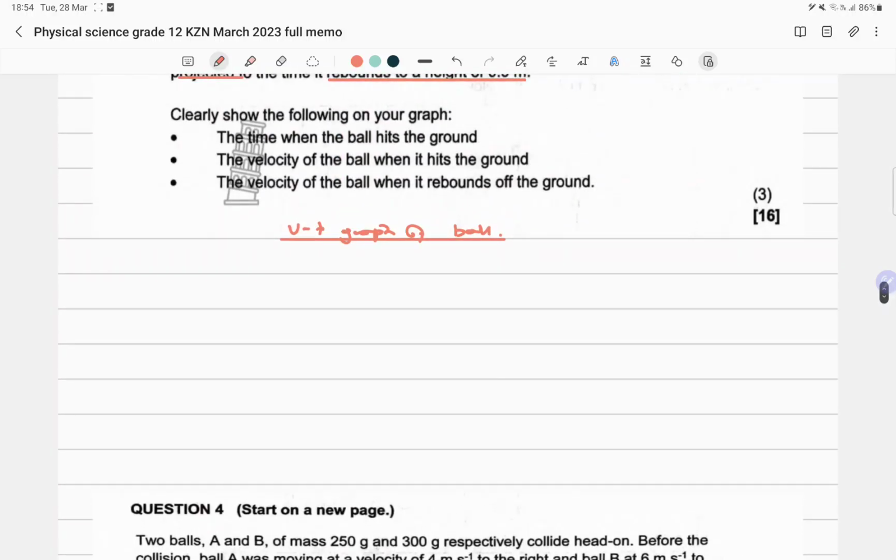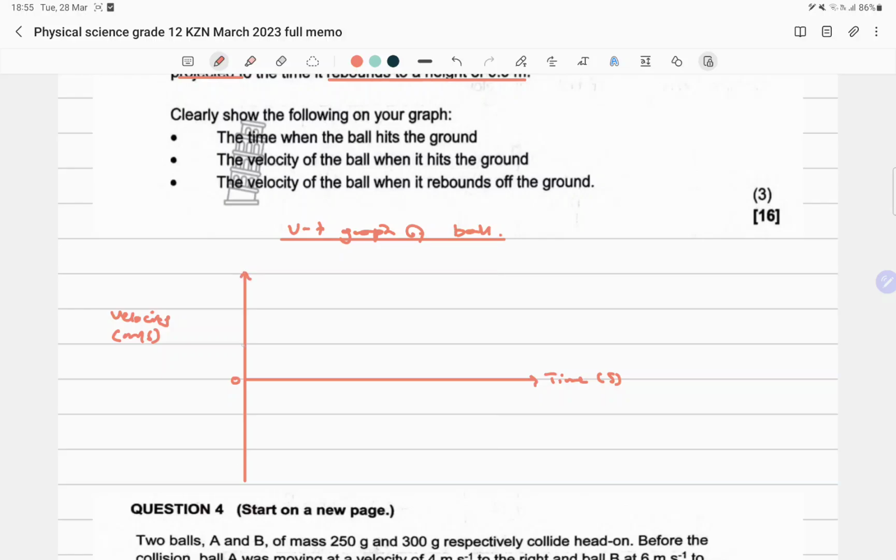A heading must always appear. If it does not, mark deductions will surprise you. So if you don't want surprises, make sure things are done. Here we've got time in seconds, and then we've got velocity in meters per second. This is 0.